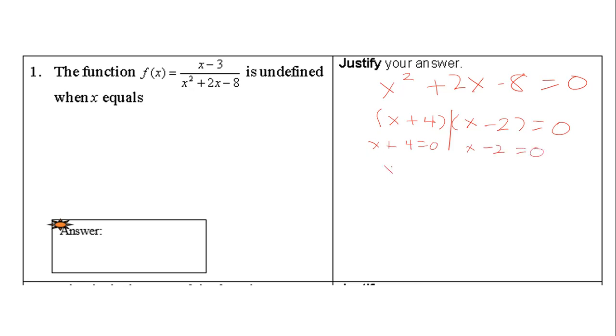That means that x is going to be equal to negative 4 and x is going to be equal to 2. Those are the two values that would make this function undefined. Okay, so let's go on to question number 2.